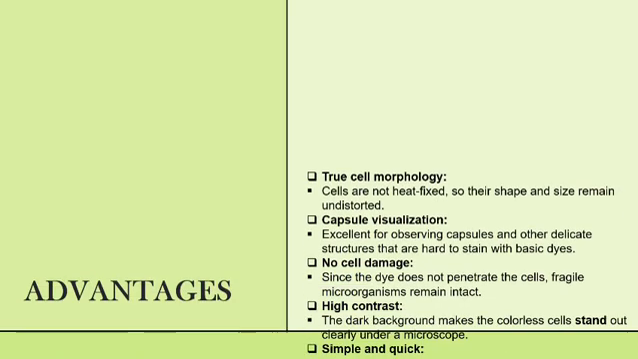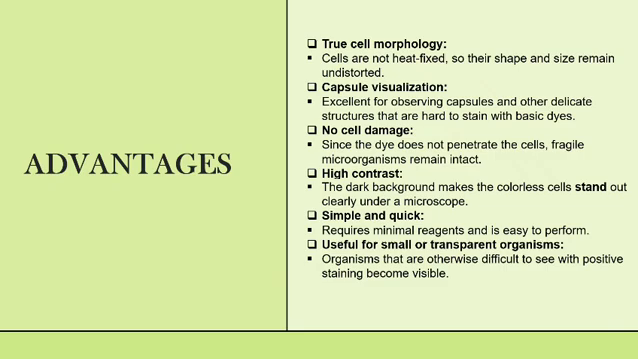Observe it under a microscope. Advantages of negative monochrome staining. True cell morphology. Cells are not heat fixed, so their shape and size remain the same, or undistorted. Capsule visualization. Special, delicate structures are visualized. No cell damage. Since the dye does not penetrate the cells, fragile microbes, or you can say sensitive microbes, remain intact. High contrast. The dark background makes the colorless cells stand out clearly under a microscope.